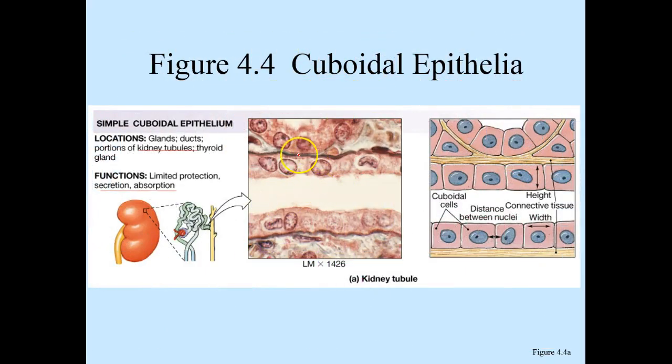The next one is simple. You can see the one layer right here. This would be your basement membrane or your basal lamina, and then this is your free exposed surface right here. You can see the cube shapes of the cells. So this is simple cuboidal. Simple cuboidal is found in the kidneys. The function of that is secretion and absorption.